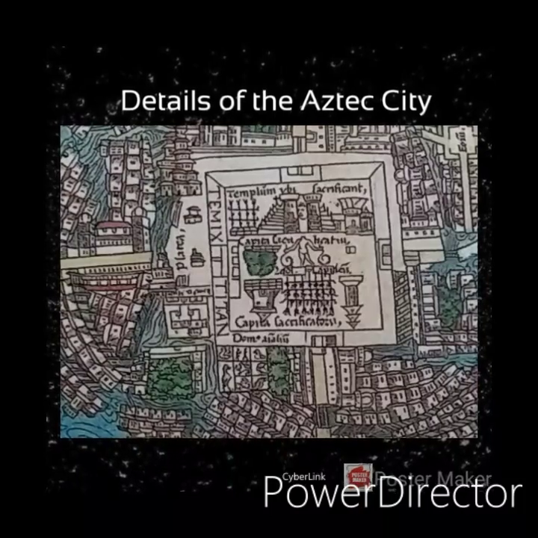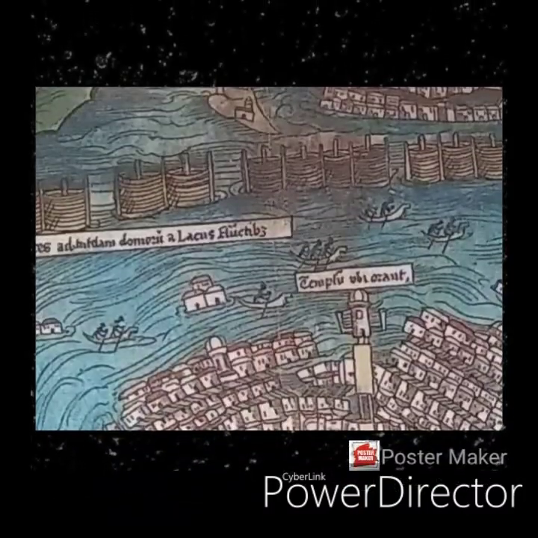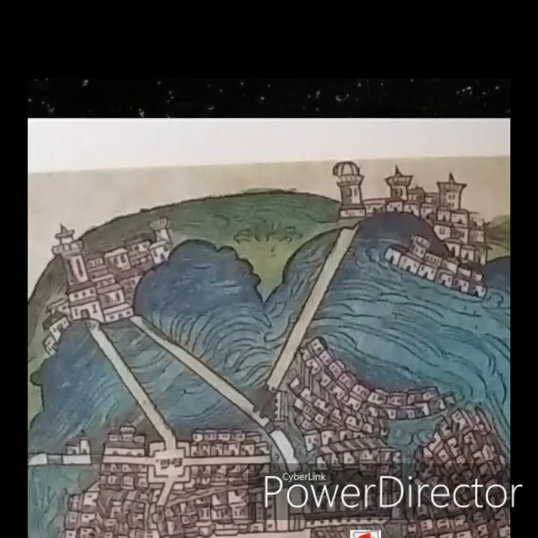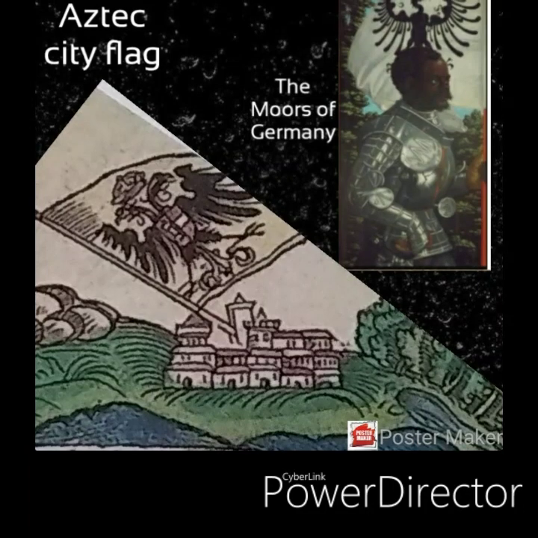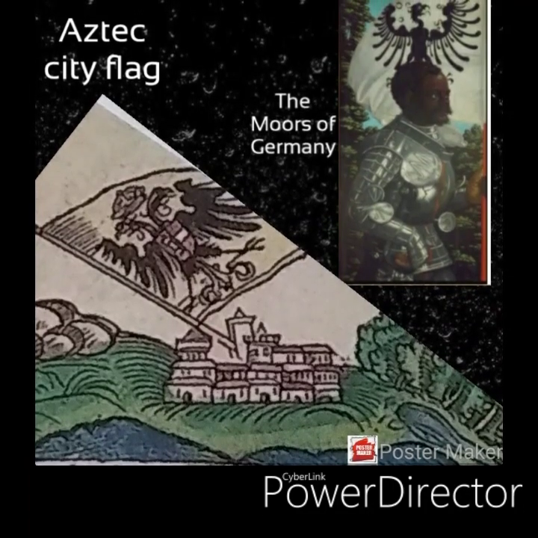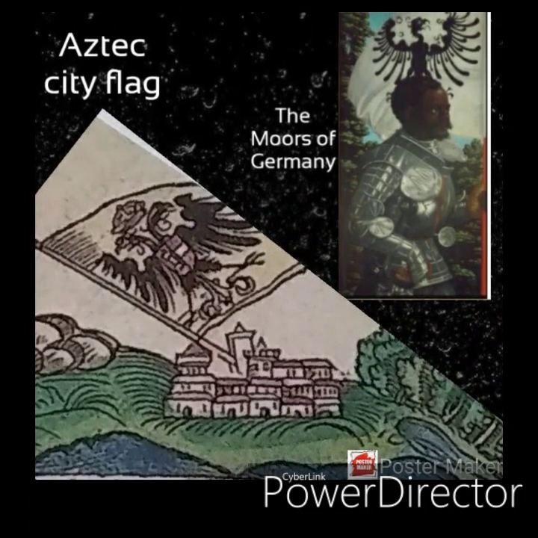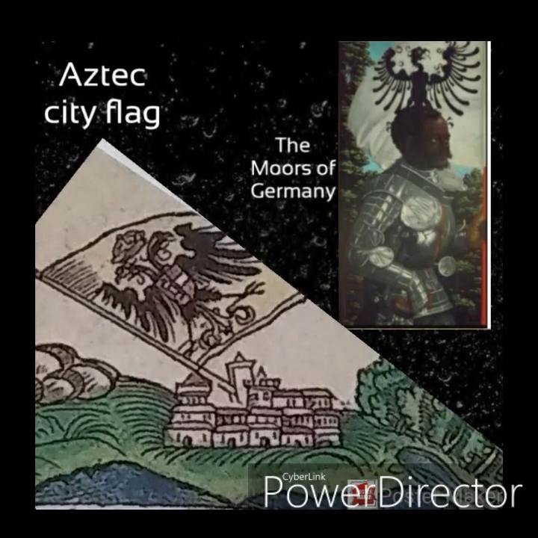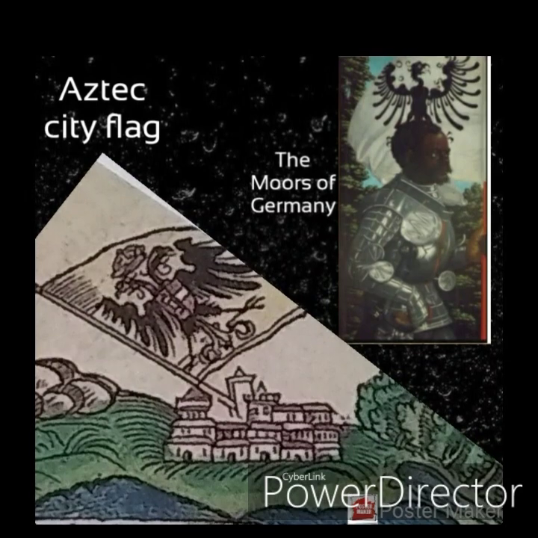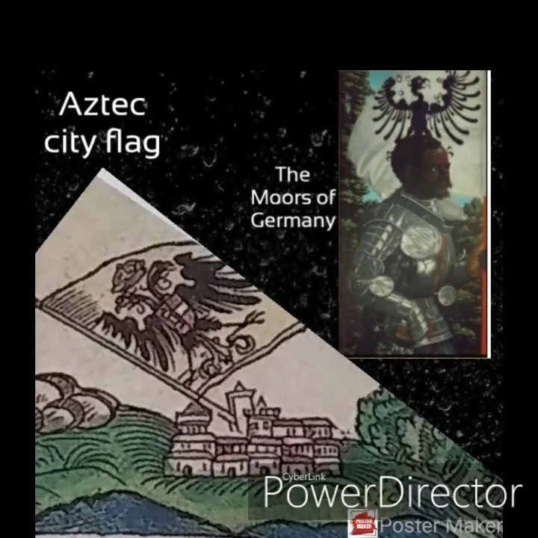So I tried to zoom in on different parts of the city to give you some close-up images of the city. And when I did, I found something very interesting. If you look closely, you'll see that on top of the castle, there is a flag. And this flag is undoubtedly a flag that belonged to the Moors of Germany. So this evidence proves that the Aztec people of South America were in fact Moors.